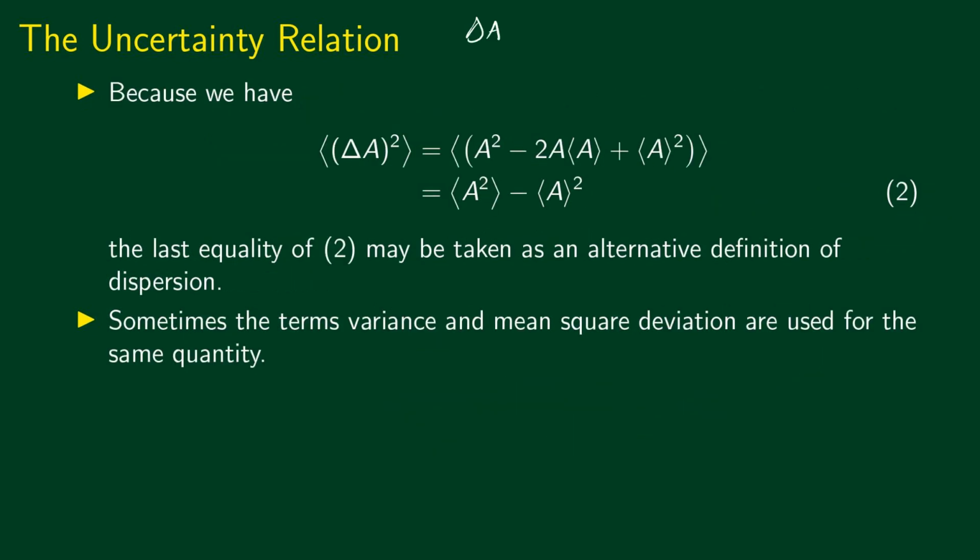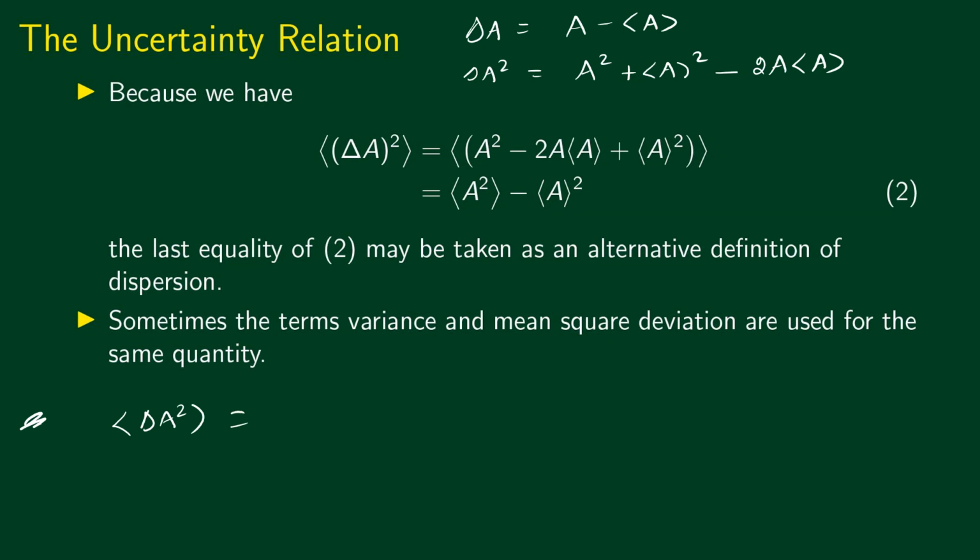We have delta A equal to A minus the expectation value of A. This is the deviation. What's the squared deviation? Delta A square is equal to A square plus the square of the expectation value of A minus twice A multiplied by the expectation value of A. Now I can find the expectation value of delta A square, the mean square deviation, so I just take the expectation value on both sides.